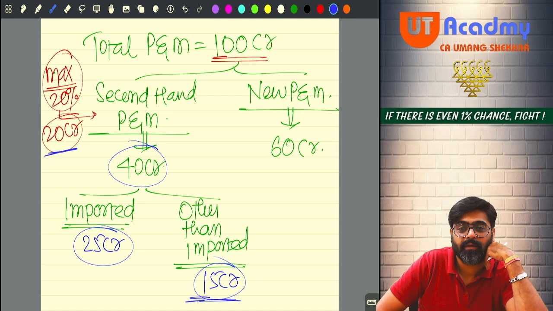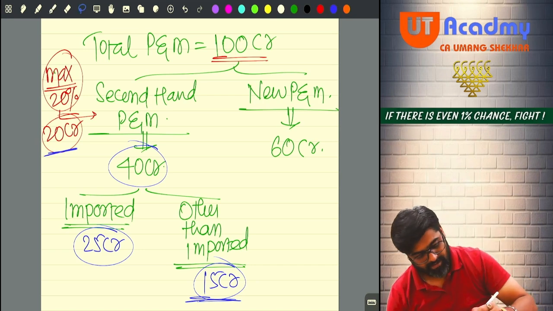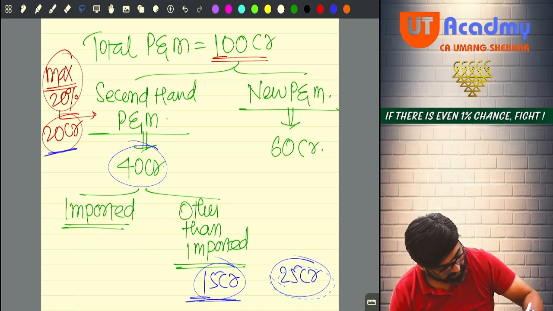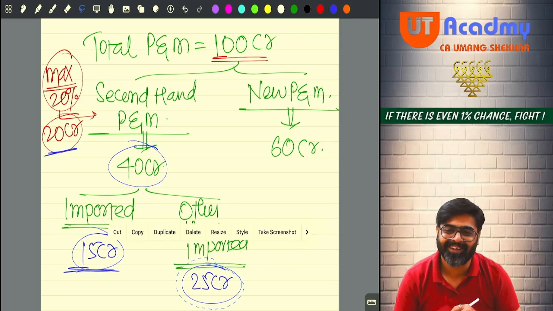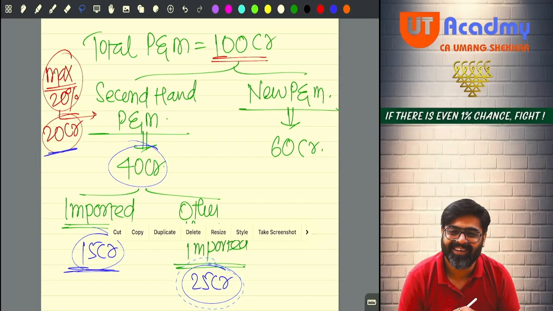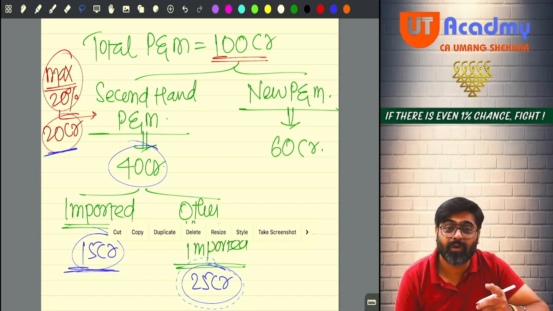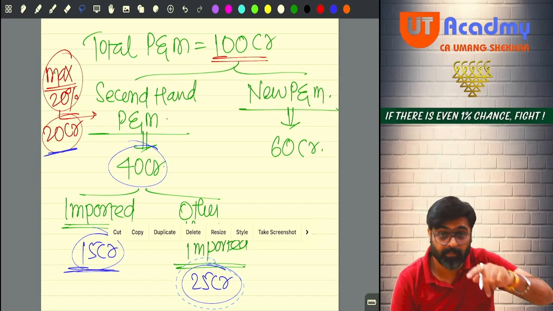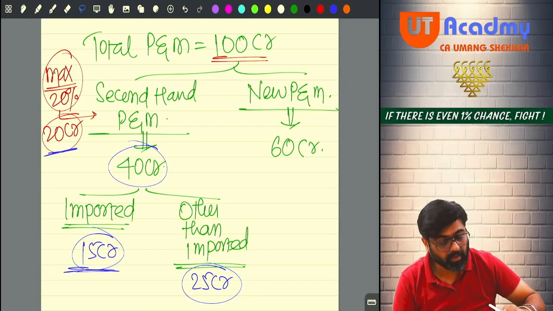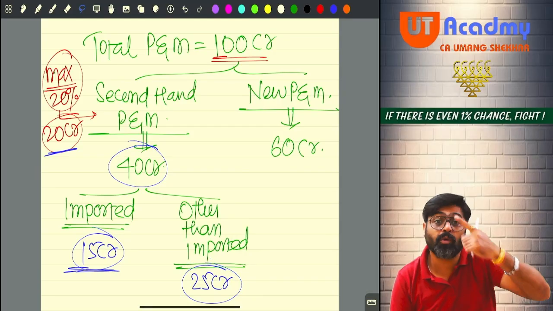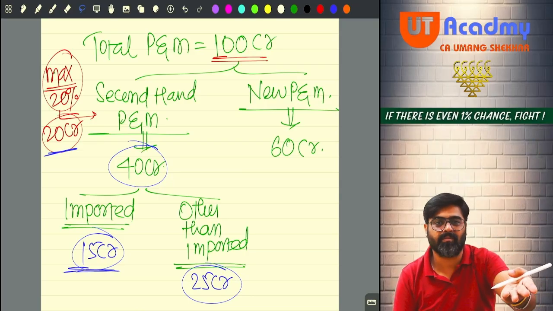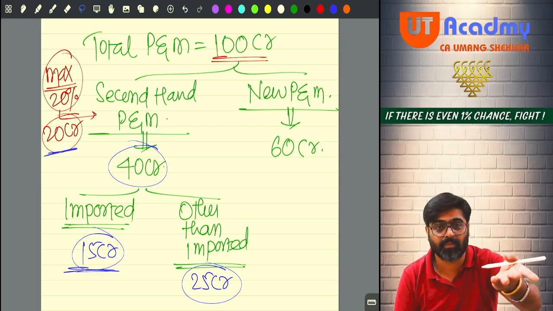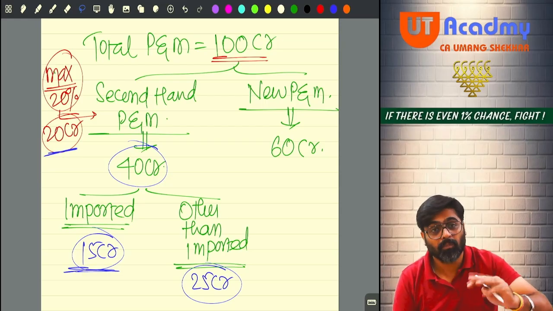Getting my point? Now if I shuffle this, and I take it here and here, now tell me, are you going to get 35AD now? No, because the second hand other than imported, can you see, is 25. Is it more than 20? Yes. Operations are commenced with second hand plant and machinery, other than imported, which is more than 20 crores.